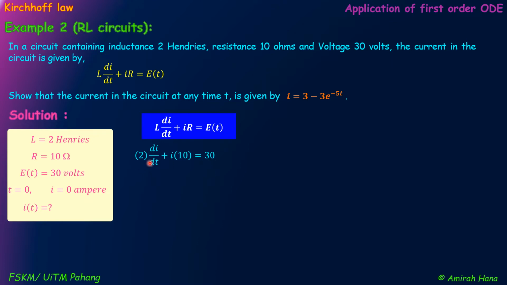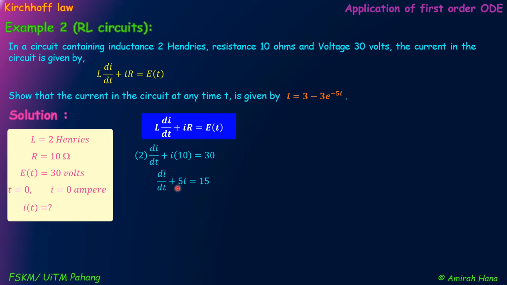After that, we need to write the coefficient of di/dt as positive 1. So, what should we do? We need to divide each term by 2. After dividing each term by 2, we got di/dt + 10 divided by 2, which is 5, so we got + 5I = 30 divided by 2, which equals 15.